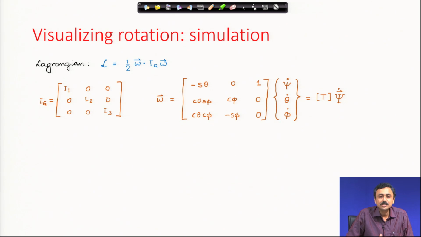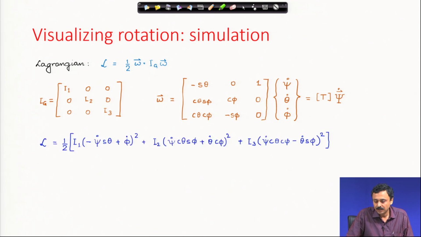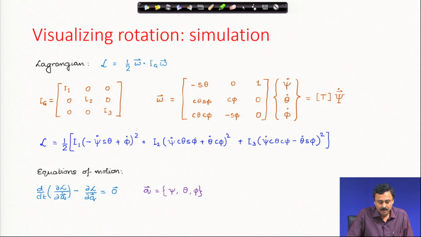Now, we write down the Lagrangian using the moment of inertia tensor and this representation of omega in terms of the roll rate, yaw rate, pitch rate, etc. This is the Lagrangian. And the equations of motion can be very easily obtained by using Lagrange's equation of motion. The generalized coordinates are psi, theta and phi. You have 3 equations of motion.